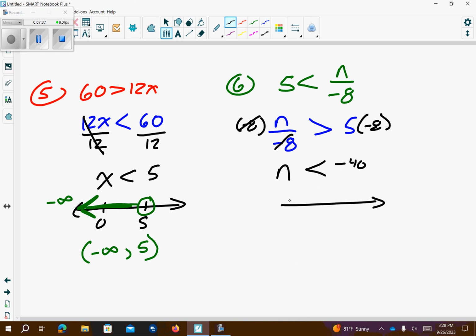So on a number line, you don't have to have it perfectly scaled, but you can just write it like this, where you know that negative 40 is to the left of 0. So negative 40 is here. It's an open dot because I don't have an equal sign. This arrow points the direction we shade, so it's going to go to negative infinity. So from negative infinity to negative 40, and this is a parenthesis as well because it's an open dot.